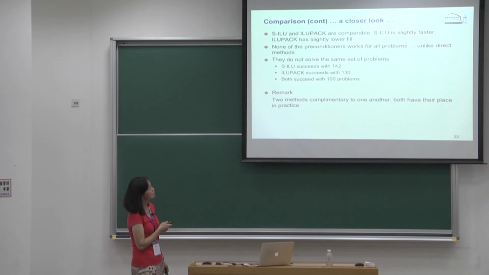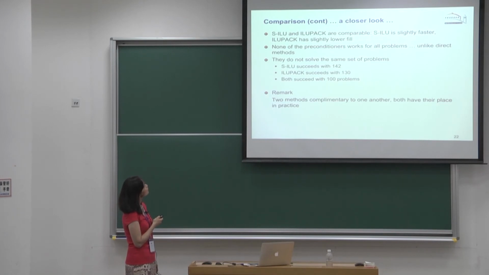Unlike direct methods, it doesn't always work. None of them work for all the problems. And furthermore, the two methods don't solve the same set of problems. For example, they fail roughly a similar portion of the matrices, but they don't fail on the same matrices.